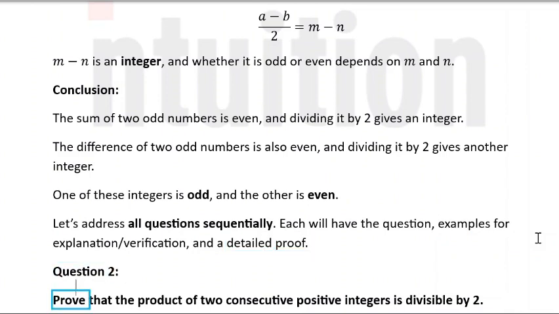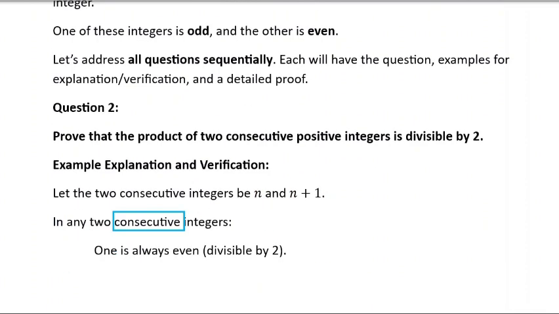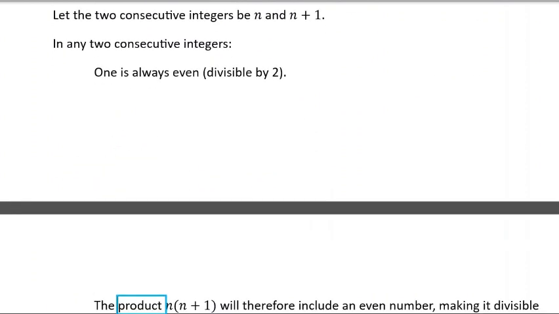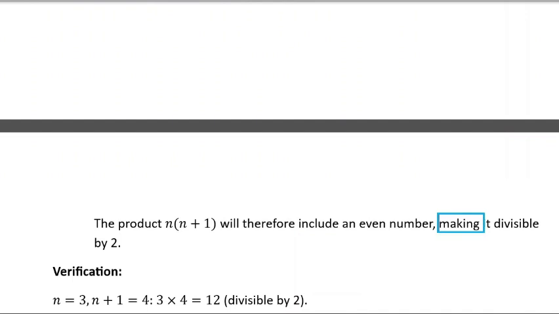Question 2. Prove that the product of two consecutive positive integers is divisible by 2. Example, explanation and verification. Let the two consecutive integers be n and n plus 1. In any two consecutive integers, one is always even, divisible by 2. The product n times (n plus 1) will therefore include an even number, making it divisible by 2.